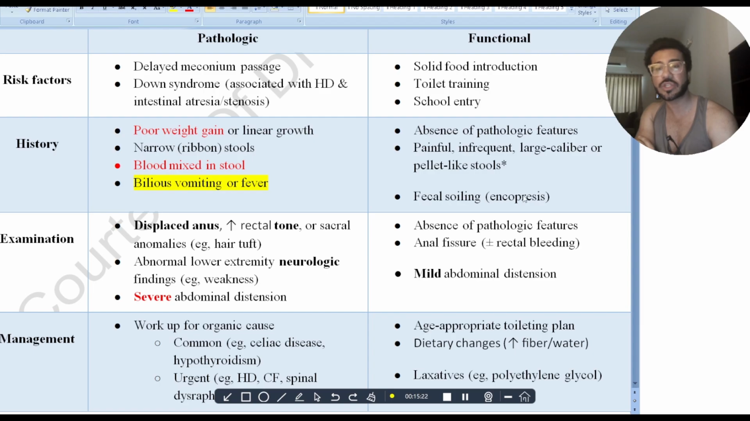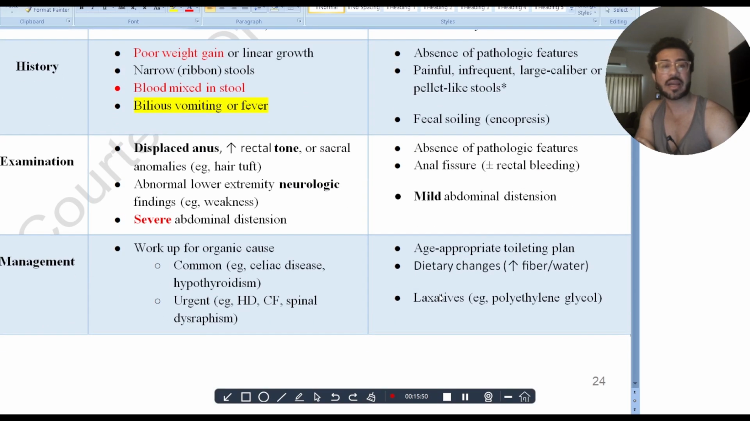Whereas when it comes to functional constipation, you're not going to have any severe red flag signals, like the absence of any pathological findings. The patient may have an anal fissure. Why? Because constipation and large caliber stools can cause anal fissure. So you're most probably going to have fresh rectal bleeding, not occult bleeding or stool mixed with blood, just stool coated with blood, and that would be fresh blood, with mild abdominal distension, nothing worrisome in that case.